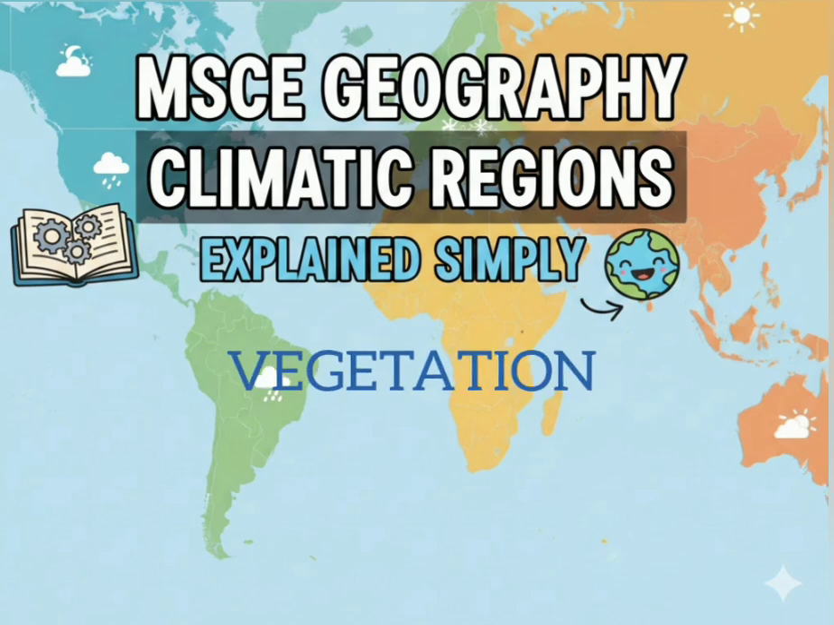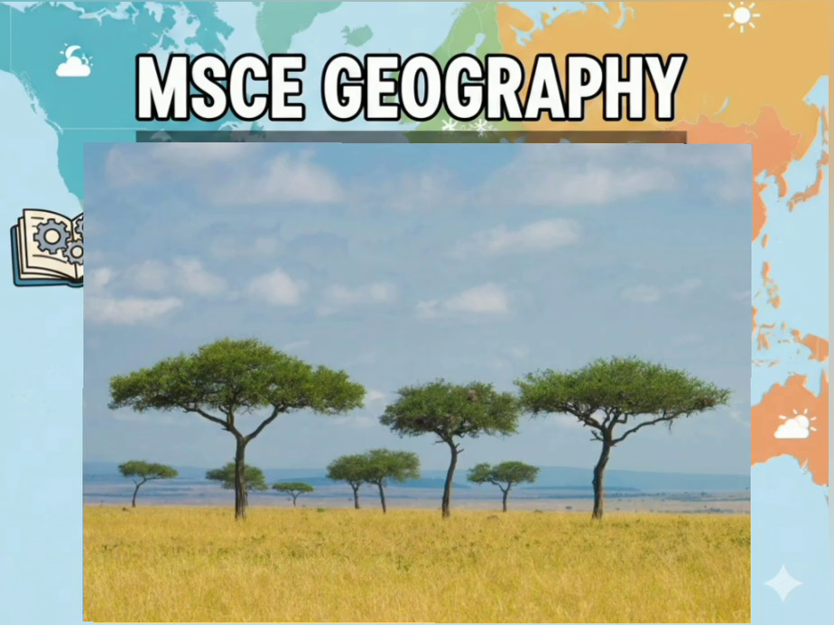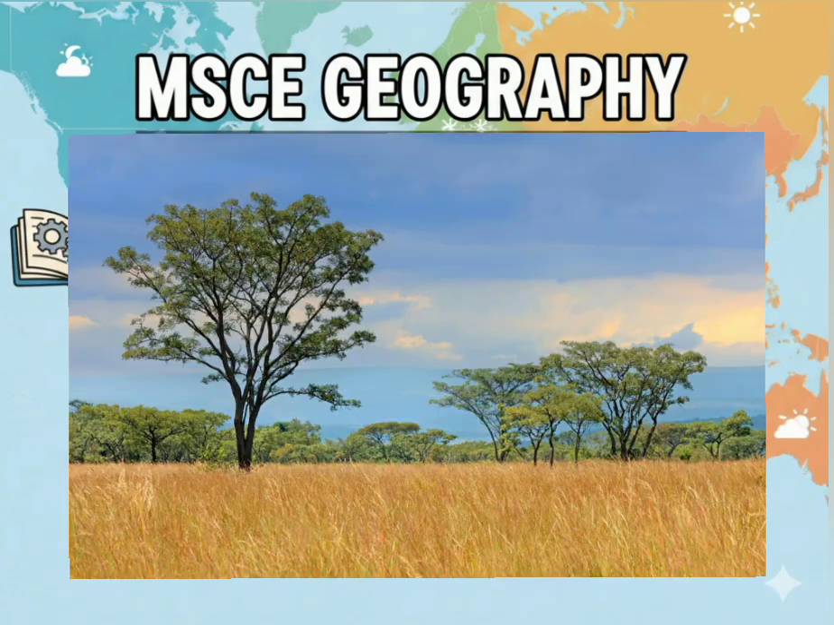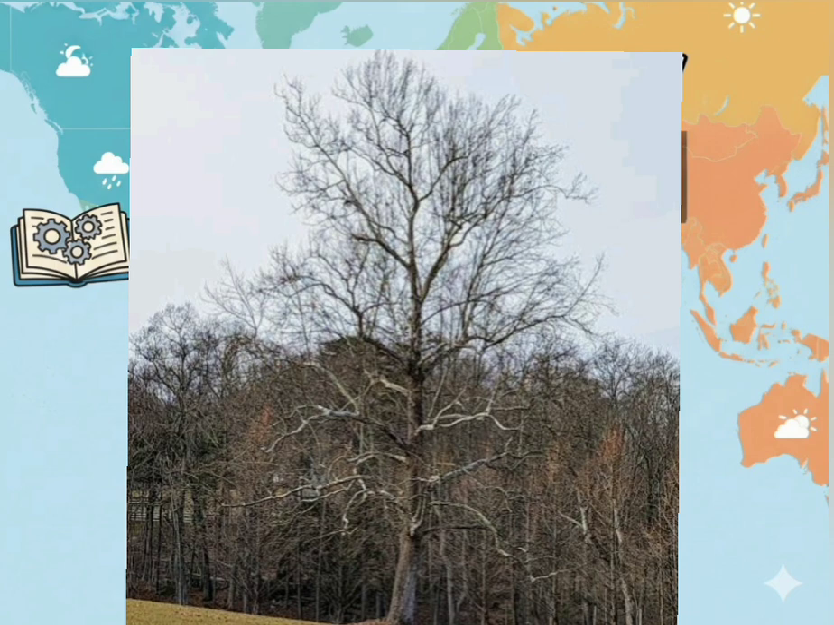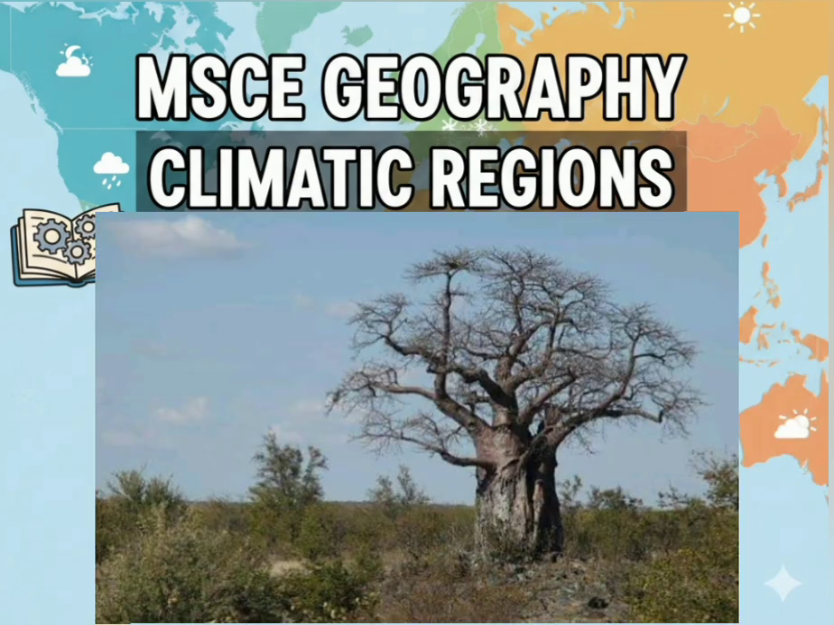So let's look at the vegetation of tropical continental. The vegetation is savanna, woodland, and grassland. It developed because the region has a short wet season and a long dry season. It is characterized by long grasses and scattered trees. It has deciduous trees which shed their leaves in the dry season to reduce water loss during transpiration, and then their leaves grow again when the rain season begins. Some trees have a thick bark and deep roots.